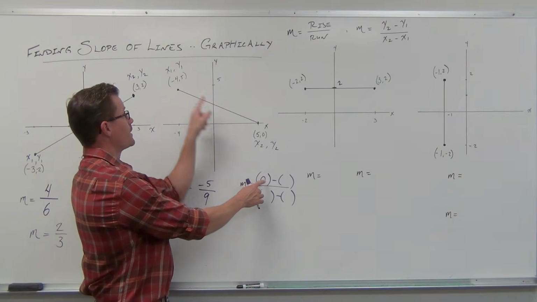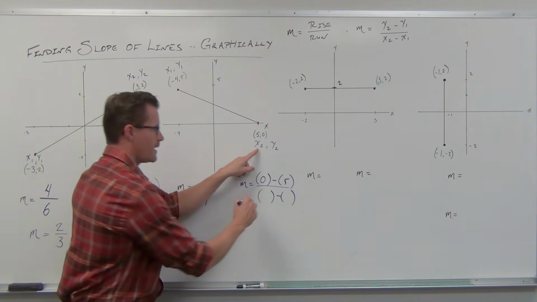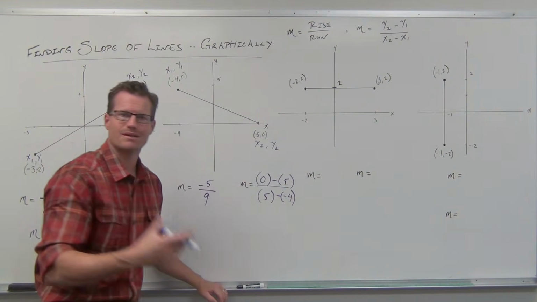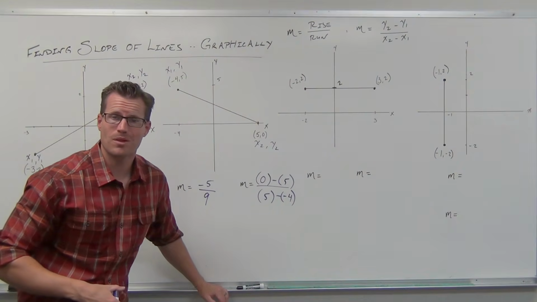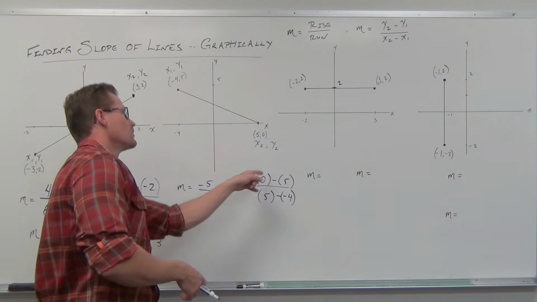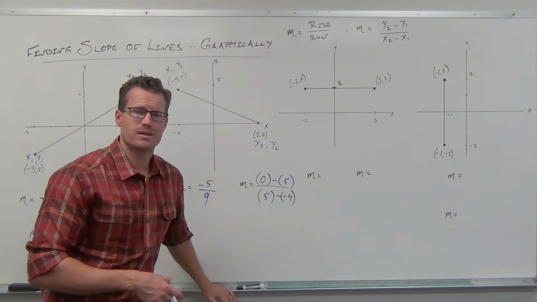0, that's a y. 5, that's the other y. 5 for the x. Negative 4. I'm not even worried about the negative because I got parentheses plugged in. That's like a warm blanket. It's nice. And then I check. 5, 0 is one point. Negative 4, 5 is the other one. I have minuses between them, and I'm good to go.